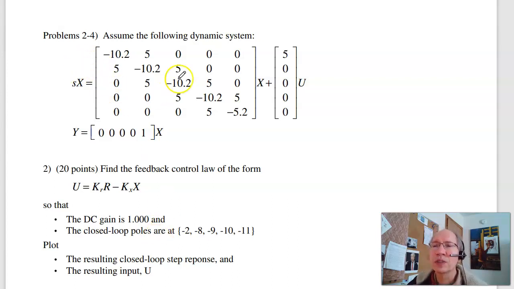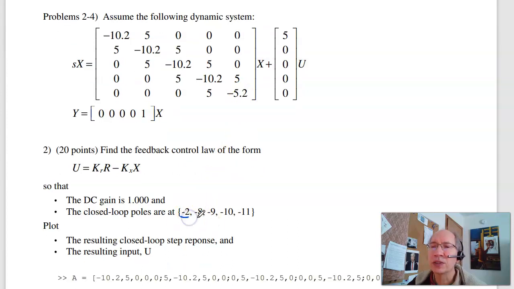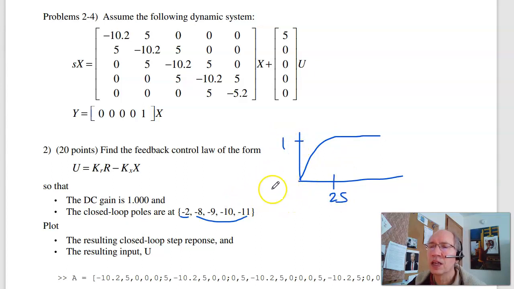Problem 2 says, here's the heat equation. It's a 5-stage RC filter. Find the feedback gains that place the dominant pole at minus 2 and the other poles out of harm's way. So really what I want is this step response. I want to have no overshoot, a settling time of 2 seconds, and a DC gain of 1. Find the feedback gains that give you that response.